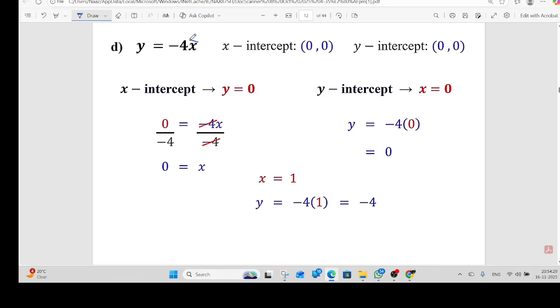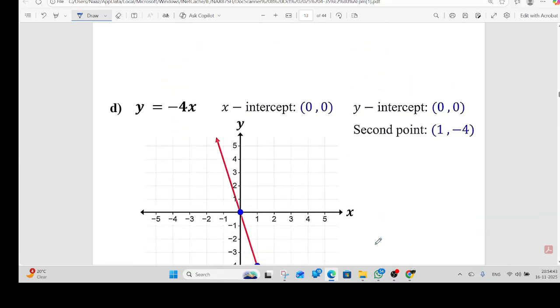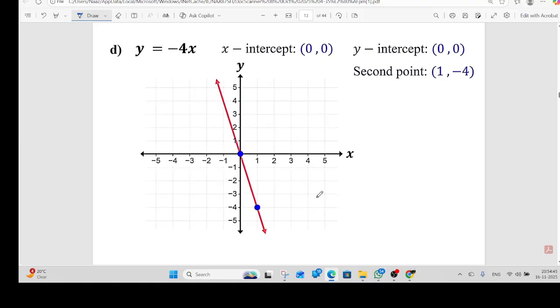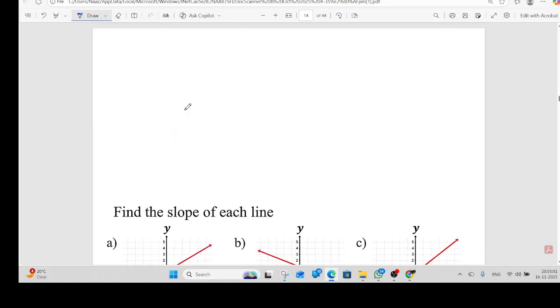Let's say I plug x equals 1. When I plug x equals 1, my y would be negative 4 times 1, which is negative 4. So I got one more coordinate, which is (1, -4), right? So the graph passes through (0, 0), then (1, -4). When x is 1, y is negative 4. So this is my second point. I join them and I get the graph for this equation.